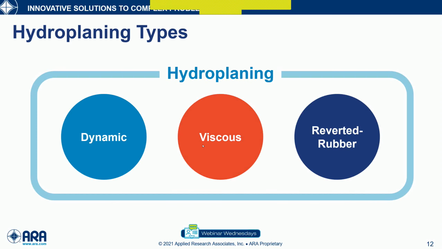Okay, so now that we understand hydroplaning, which is the phenomenon that separates the vehicle tire from the pavement surface, let's discuss the different types of hydroplaning. There are three major categories that may cause this phenomenon, and these categories are dynamic hydroplaning, viscous hydroplaning, and reverted rubber hydroplaning.